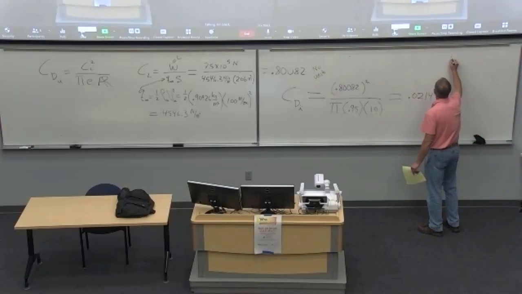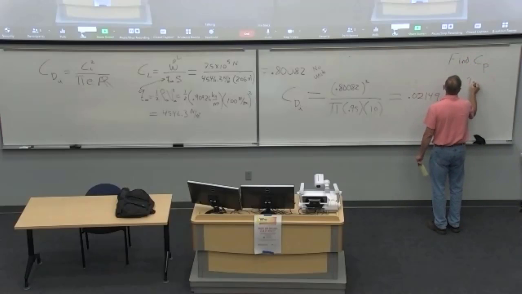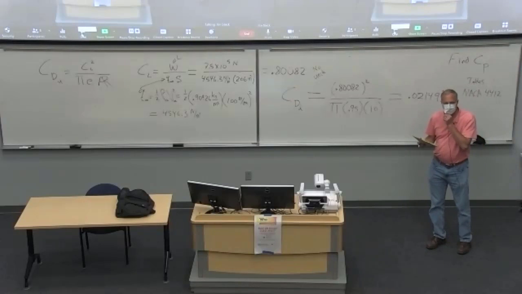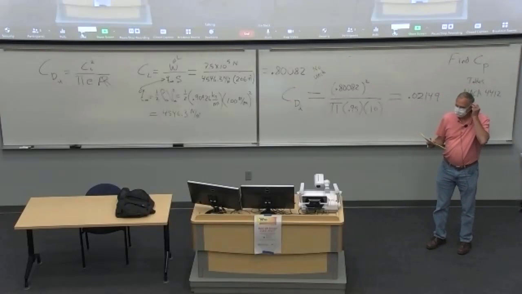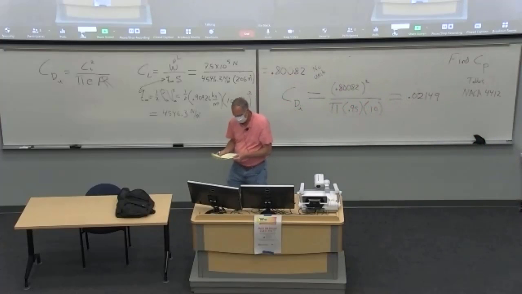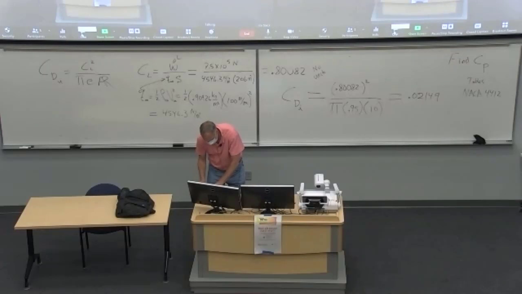Now let's find the profile drag from the table. So it's a NACA something, something, something, 4, 4, 1, 2. So you guys have your book with you? Let's see if I can get the airfoil tables to show up on the Zoom. Yeah, so here's the drag polar.